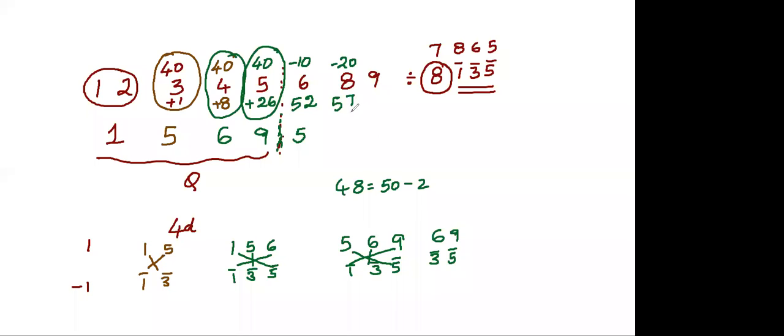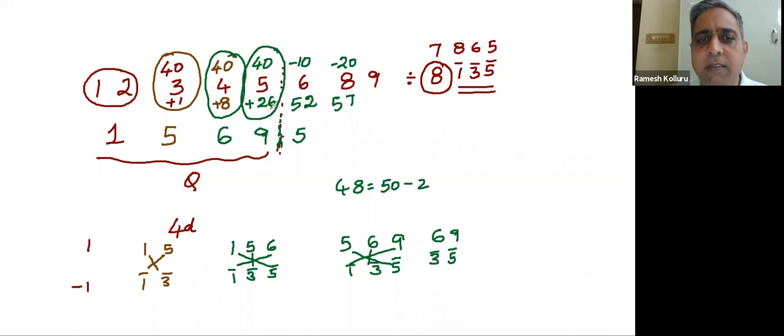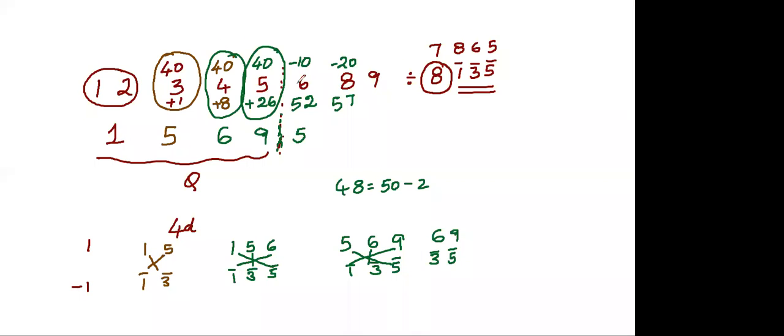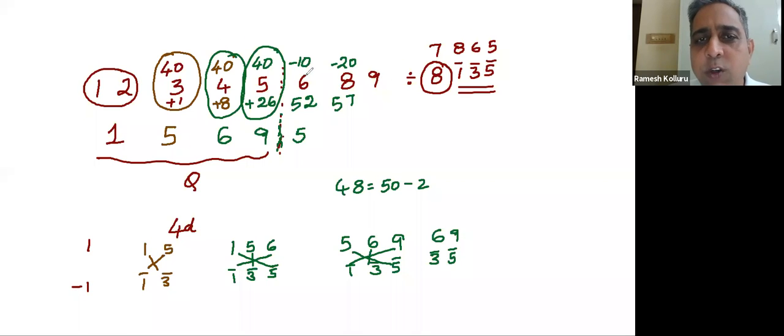Sir, please tell the 9 once again. 9. 40 plus 5 plus 26 is 71. So 8 9s are 72. Okay, 8 9s are 72. Minus 10 is 6 passed. Right? So you have to be very careful where exactly you are going.